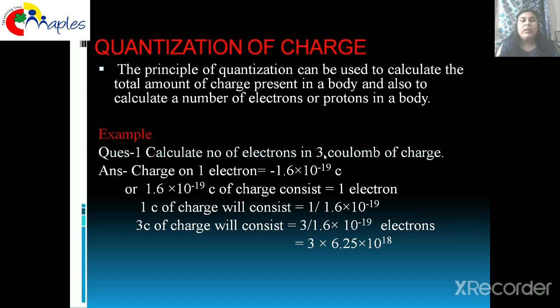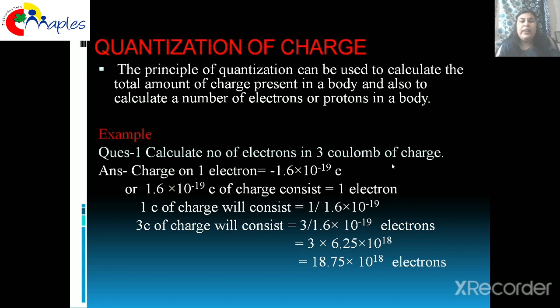Now for 3 coulomb, we multiply it by 3 and get our answer, 18.75 into 10 to the power 18 electrons. So basically you can see that we are using the formula Q equals Ne for this calculation. The number of electrons is 18.75 into 10 to the power 18 electrons in 3 coulomb of charge.